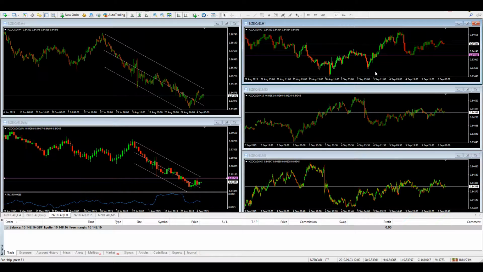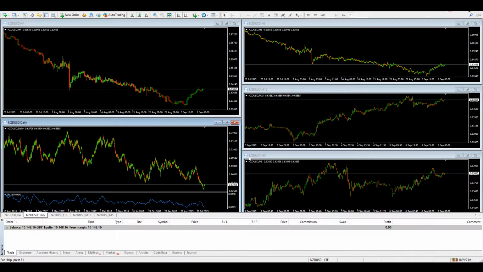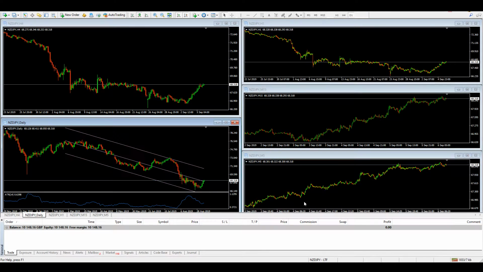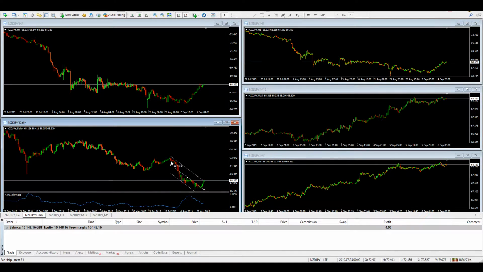But it looks okay, but I'd leave that for today. Just wait for the market open on Monday, which makes it more viable. NZDJPY, no, hang on. Just have another look at that.